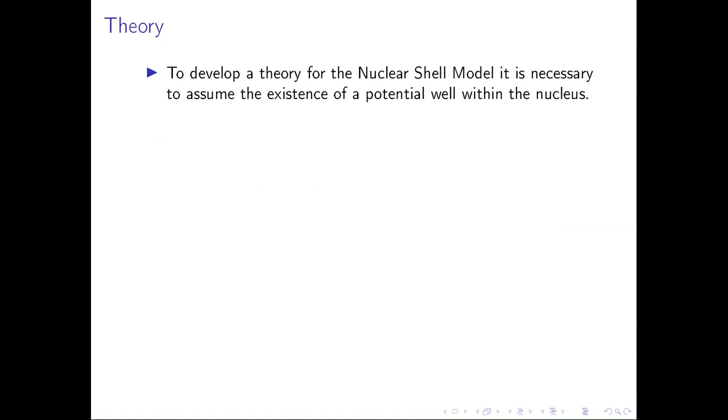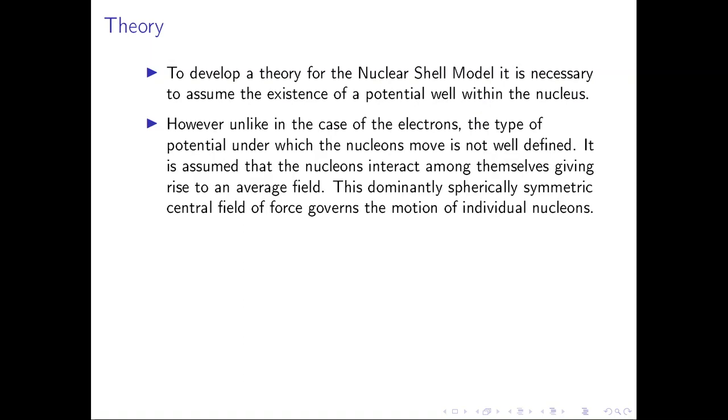So now we need to develop a theory for the shell model of a nucleus. To develop a theory for the nuclear shell model, it is necessary to assume the existence of a potential within the nucleus. In the case of atomic electrons, we know that the electrons move under the influence of the Coulomb potential. However, in the case of the nucleons inside the nucleus, we don't know exactly what kind of potential the nucleons are moving under. So to develop a theory, we need to assume the existence of a potential.